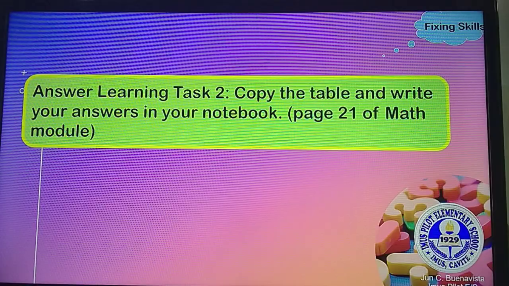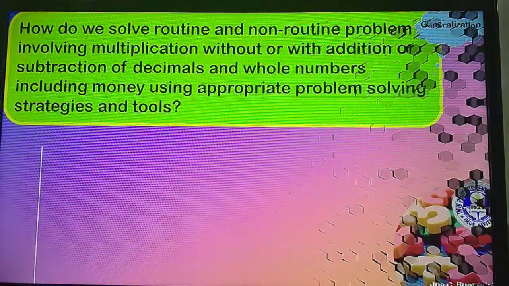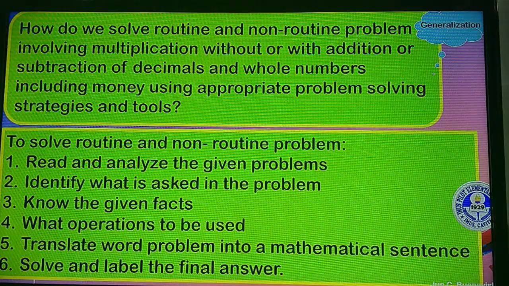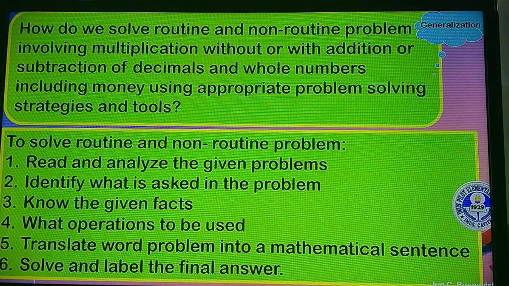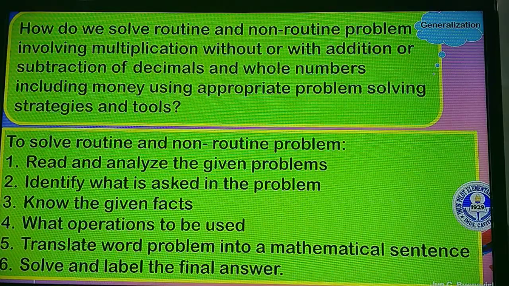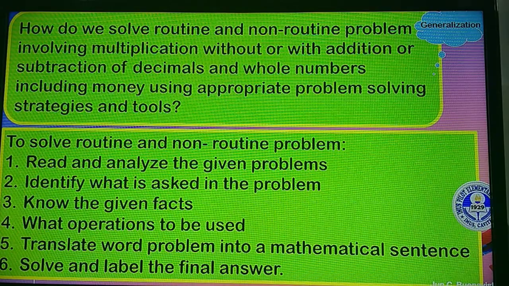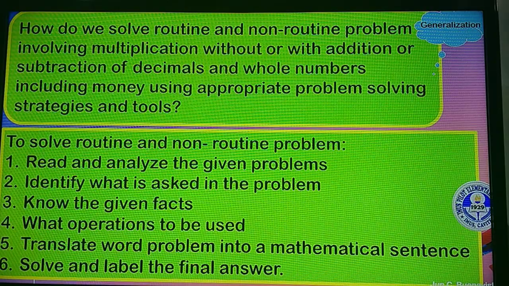Okay, if you are done, how do we solve routine and non-routine problems involving multiplication with or without addition or subtraction of decimals and whole numbers, including money, using appropriate problem-solving strategies and tools? Okay, so to solve routine and non-routine problems, you are going to follow these steps. 1. Read and analyze the given problems. How do you analyze the given problems? You are going to identify what is asked in the problem. Then after you identify what is asked, you are going to know the given facts.